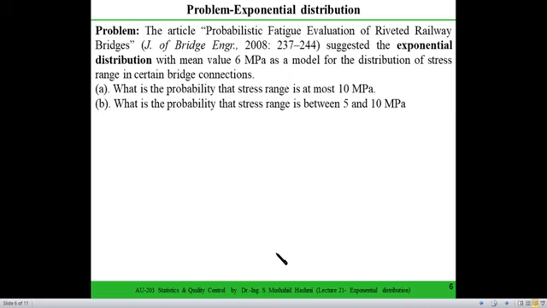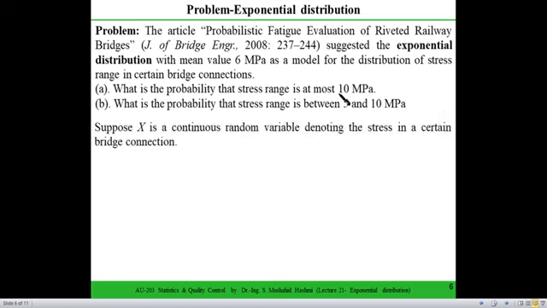Here you have a distribution with a mean value of 6 megapascal, given as a model for the distribution of stress range in a certain bridge connection. So what is the probability that the stress range is at most 10 megapascal? Its mean value is 6, and we have to see whether its value is at most 10.